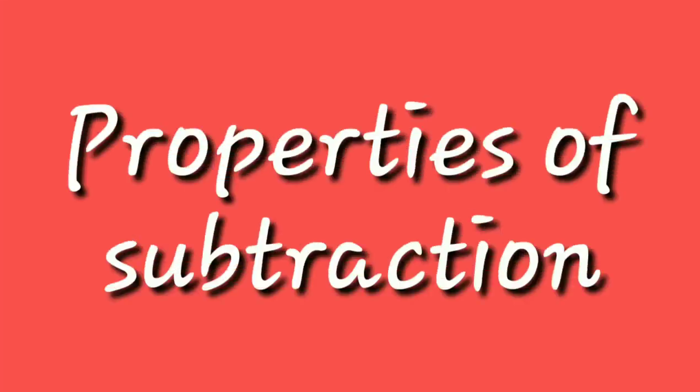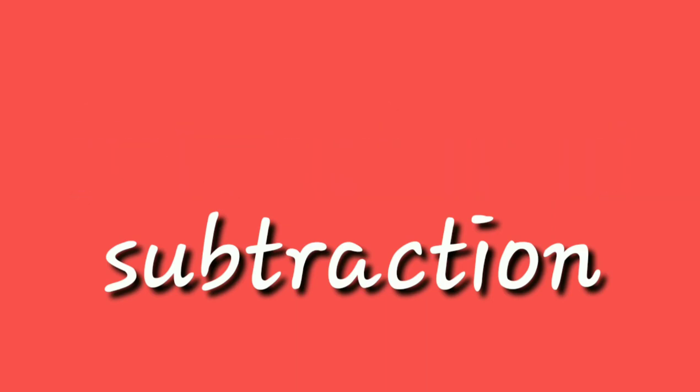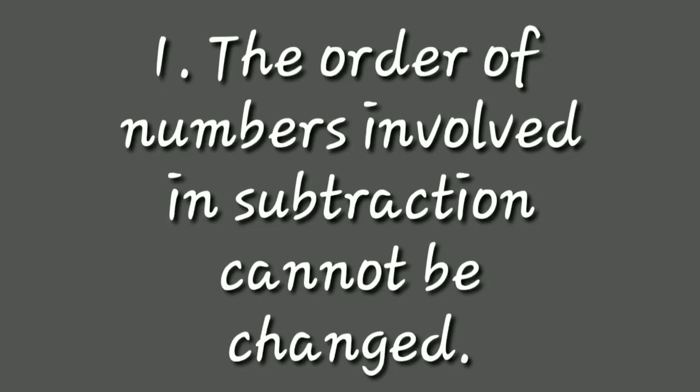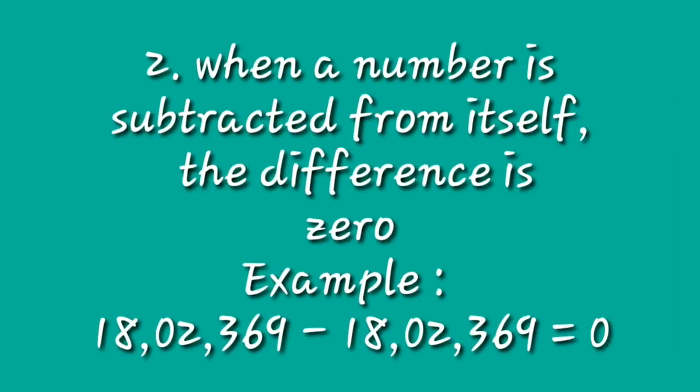Our next concept is the properties of subtraction. Like addition, there are three properties of subtraction. The first property states that the order of the numbers involved in subtraction cannot be changed. It means that you cannot subtract the minuend from the subtrahend. You always have to subtract the subtrahend from the minuend.